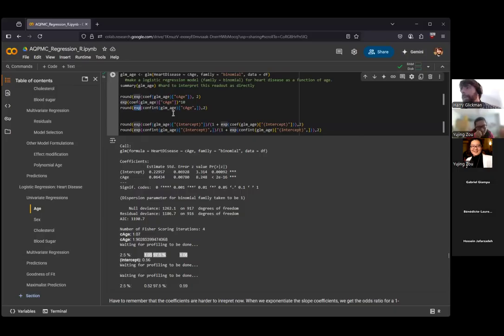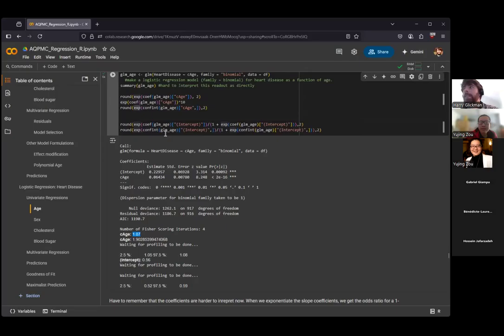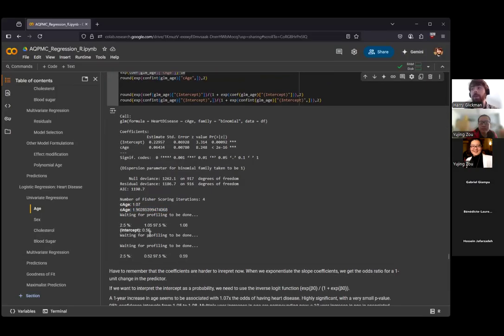And 1.07 times might not sound like a huge number, but this is actually a really huge effect because it's 1.07 times per year. So if you have a 2 year increase in age, it's 1.07 times 1.07. So this is compounding over the years. So if you have a 10 unit increase in age, it's this number to the power of 10, which is 1.9. So somebody 10 years older than somebody else has 1.9 times the odds of having heart disease. So this is a huge effect.